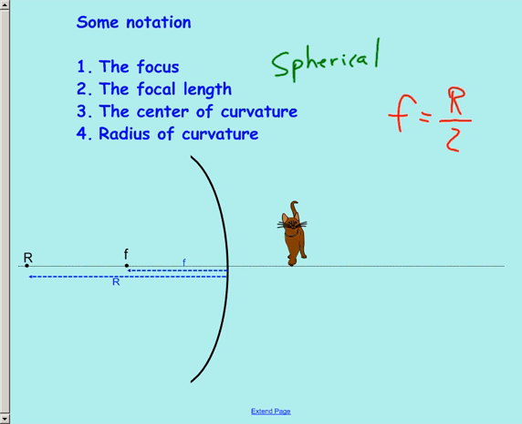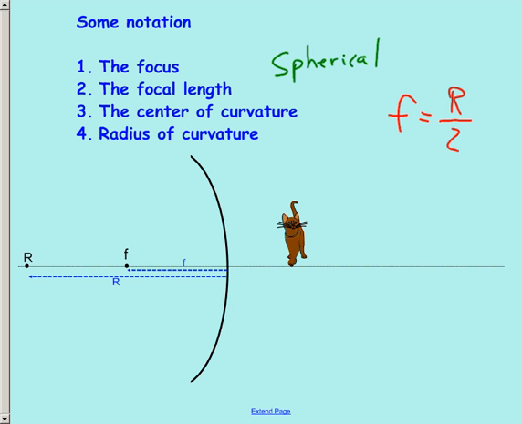A couple things. A convex mirror still has the same focal length, focal point, center of curvature, and radius of curvature. All right. And F is still R over 2. You'll also hear this called a spherical convex mirror. All right. So if you hear any of those words, you'll know what we're talking about.